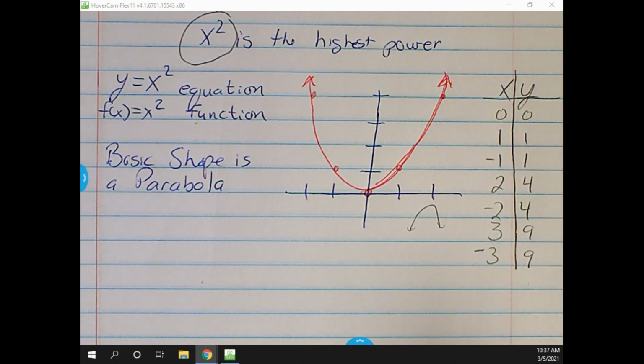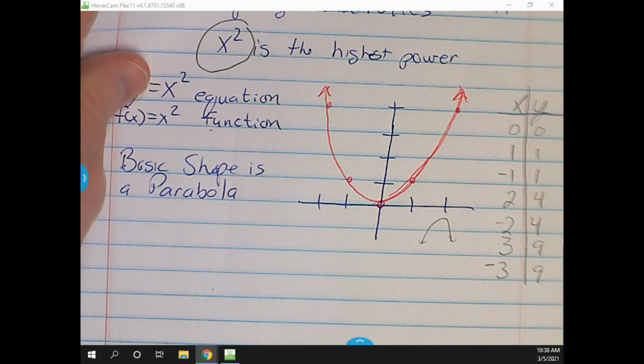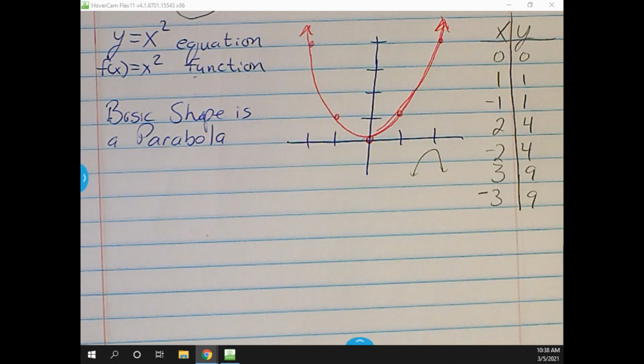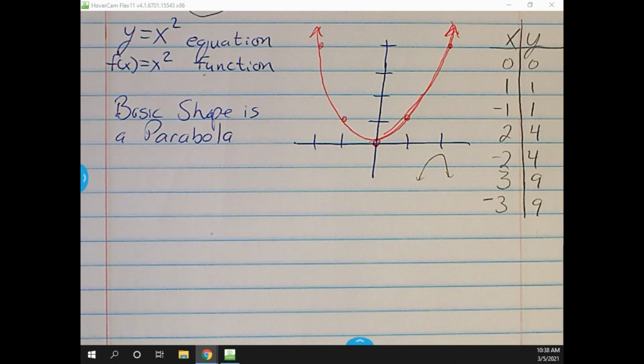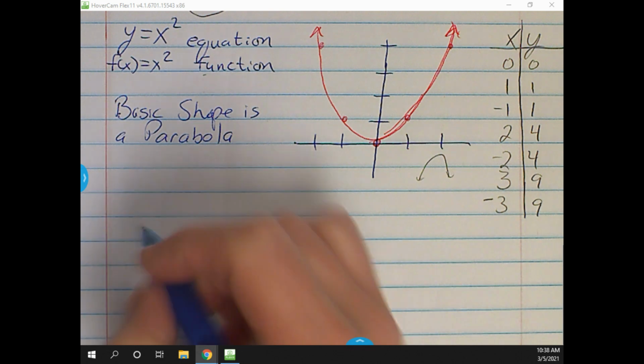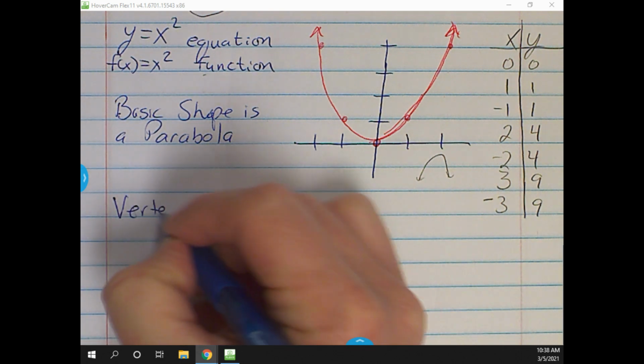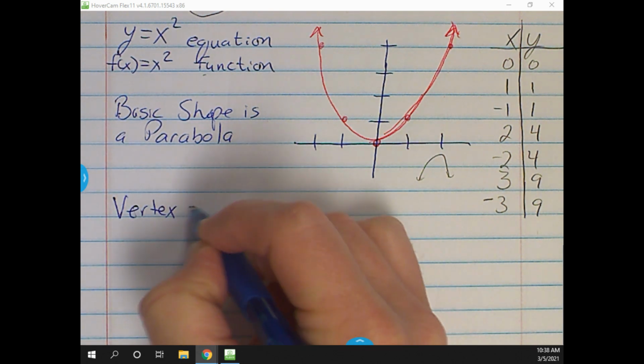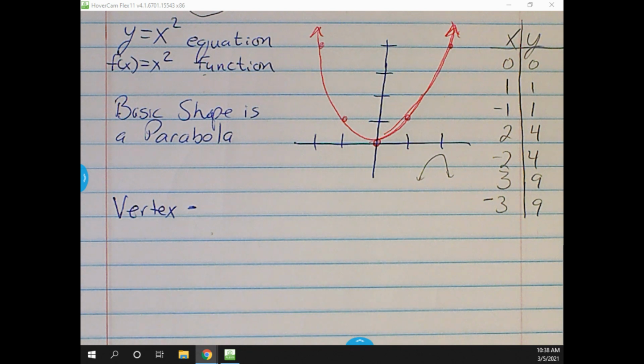Now, it may be a little narrower or a little wider. It may be shifted up and down and left and right, but they're all going to have that same basic shape. Okay, so here's all the details we need to get on these things. When we talk about a graph like this, the most important point on here is the vertex. And the vertex is either the top or the bottom point of the graph. That's also like the midpoint of the graph.